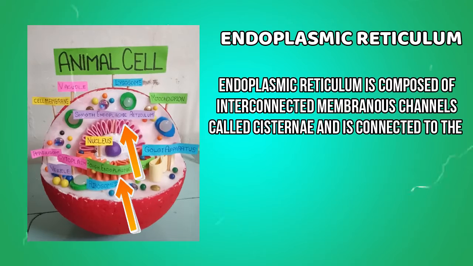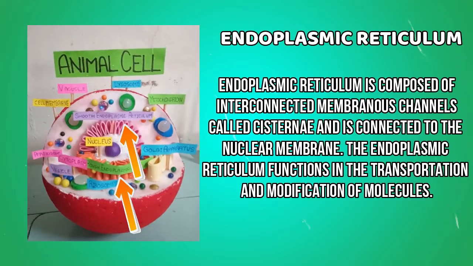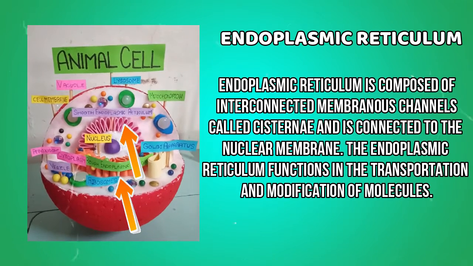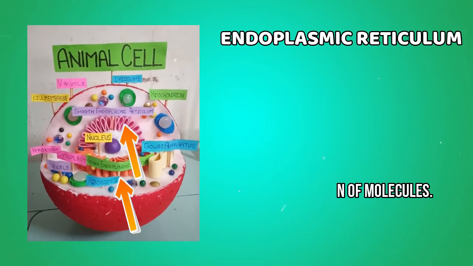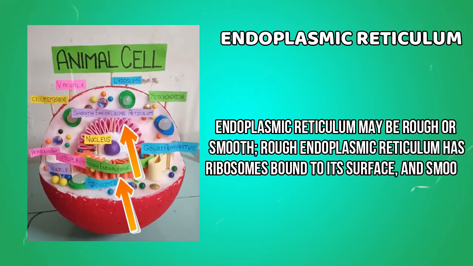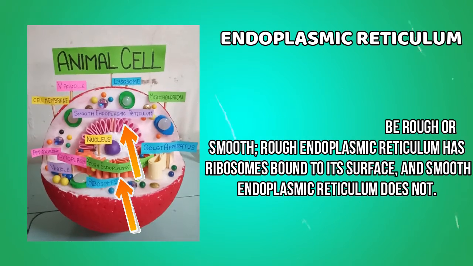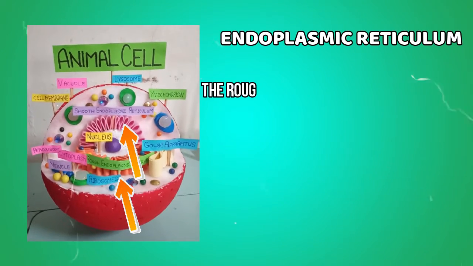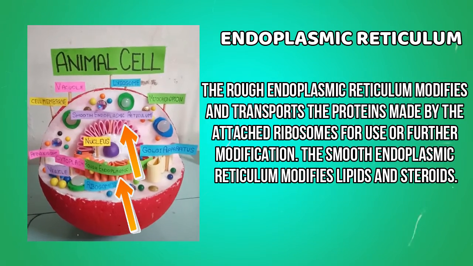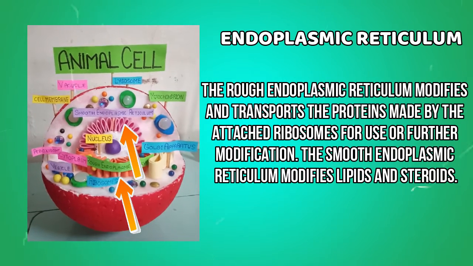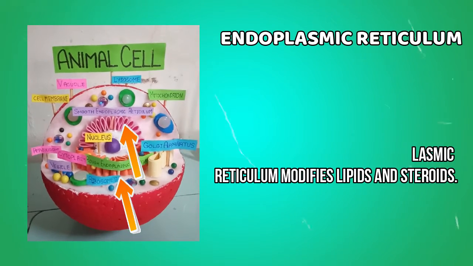Endoplasmic reticulum. Endoplasmic reticulum is composed of interconnected membranous channels called cisternae and is connected to the nuclear membrane. The endoplasmic reticulum functions in the transportation and modification of molecules. Endoplasmic reticulum may be rough or smooth. Rough endoplasmic reticulum has ribosomes bound to its surface, and smooth endoplasmic reticulum does not. The rough endoplasmic reticulum modifies and transports the proteins made by the attached ribosomes for use or further modification. The smooth endoplasmic reticulum modifies lipids and steroids.